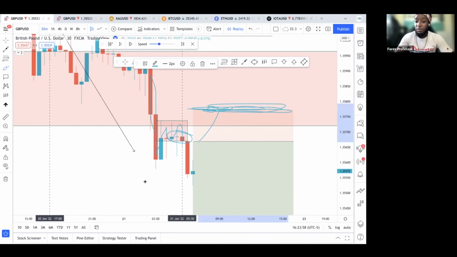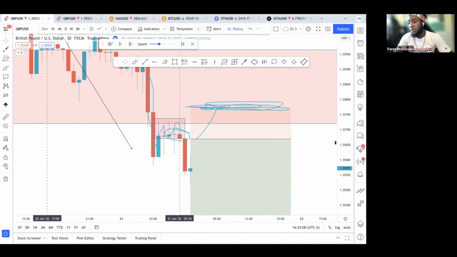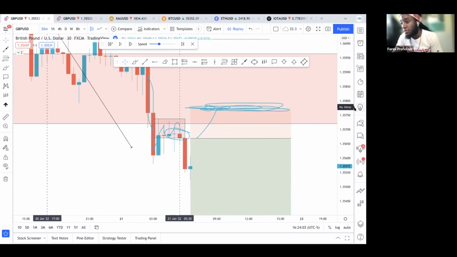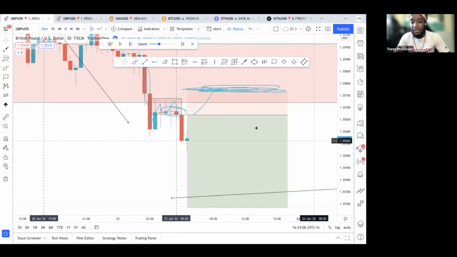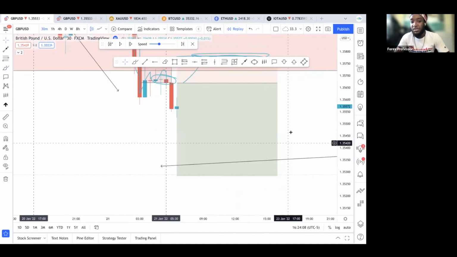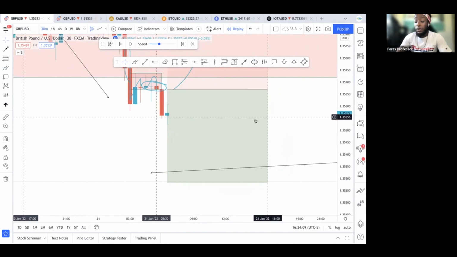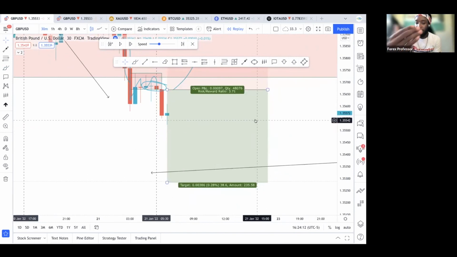So this is a trading opportunity that I did take. I showed you on the screen just a while ago. My entry was 1.3568, right? And my target is 1.3530. So all I would do now is wait until the market either hits my target or hits my stop loss. And that's a trading opportunity.